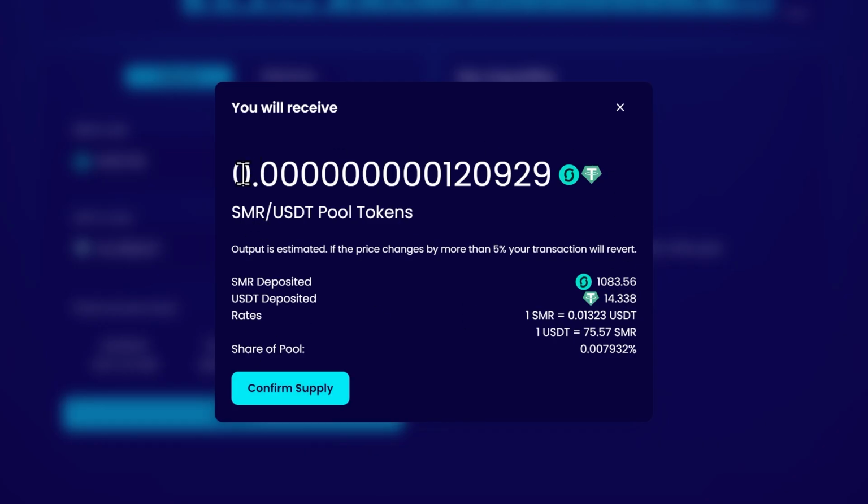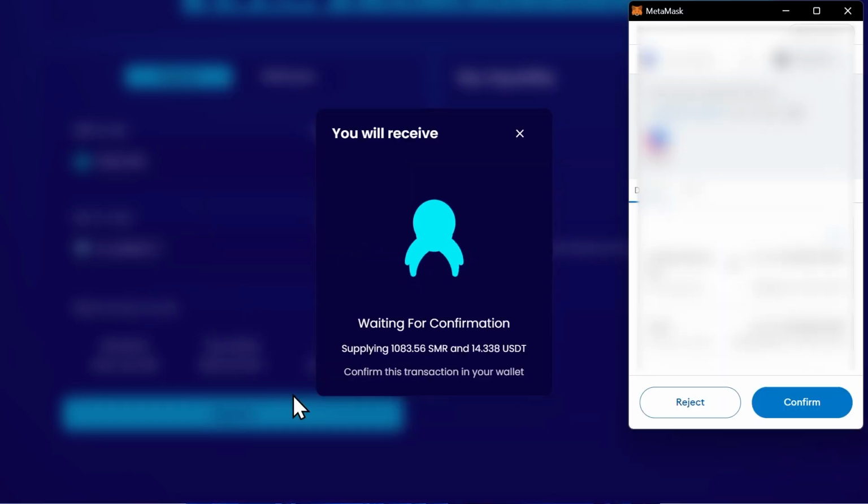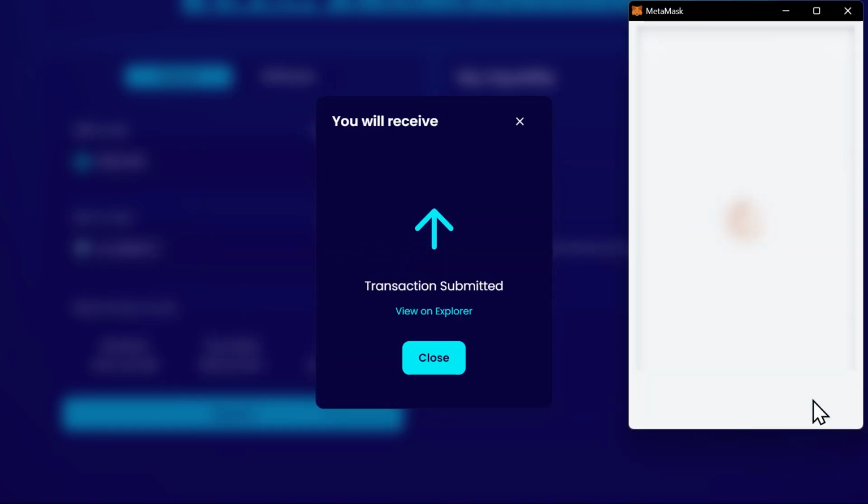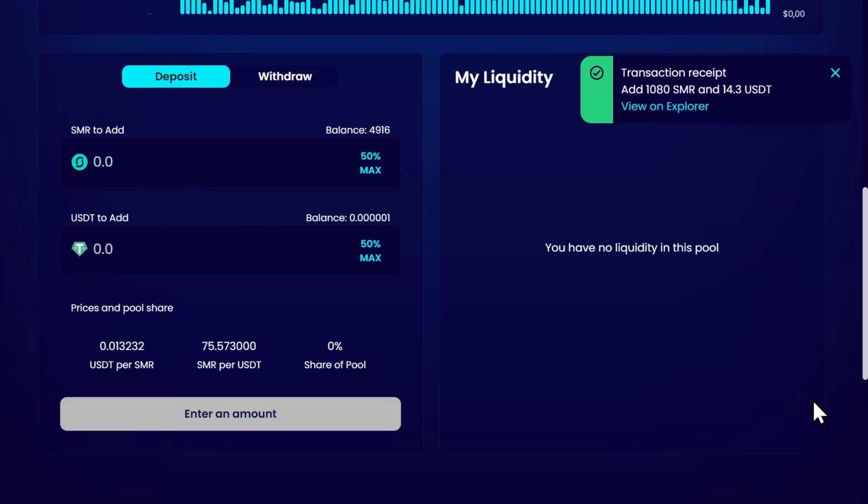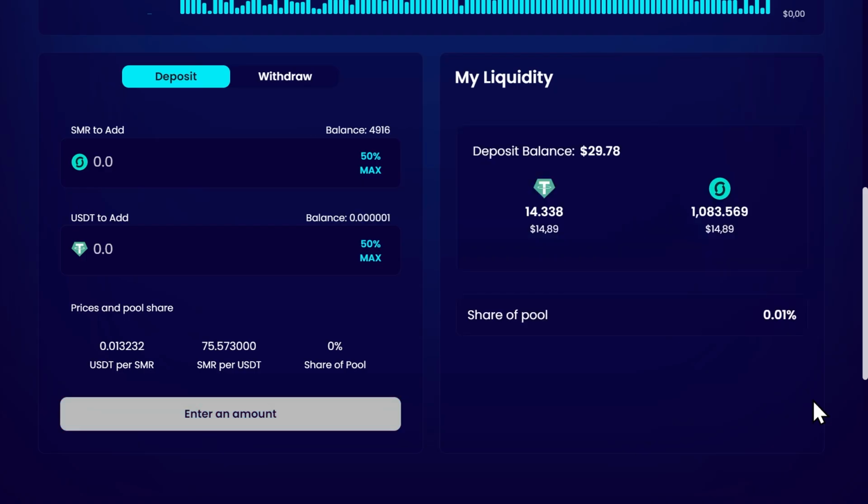A little overview is shown about the liquidity pool and how much liquidity provider tokens I would receive. I'm going to confirm. As always, every transaction needs to be confirmed in my wallet as well. I can now see how much liquidity I have and what share I have of the pool. I can now go to the farms on MagicSea and earn even more rewards on top of the trading fees. This will be covered in a future video.